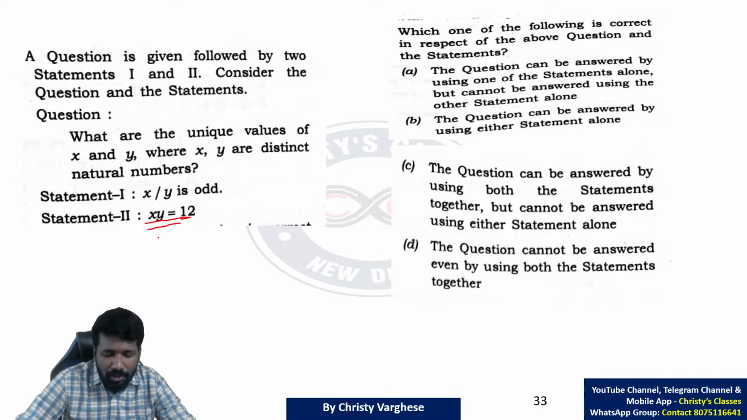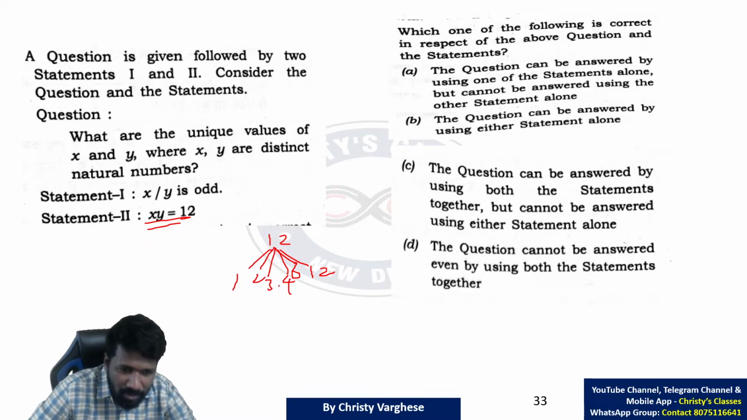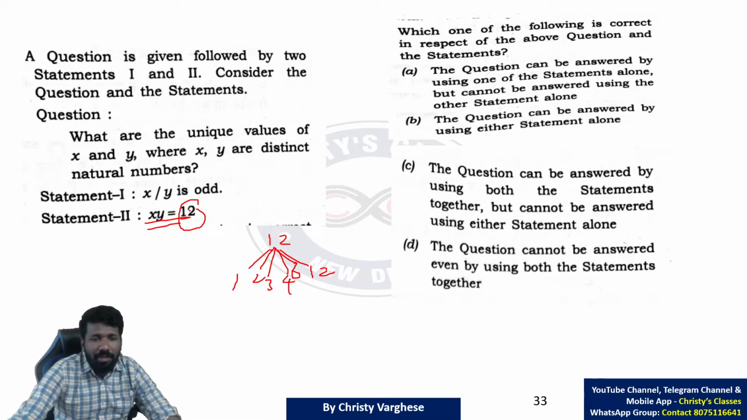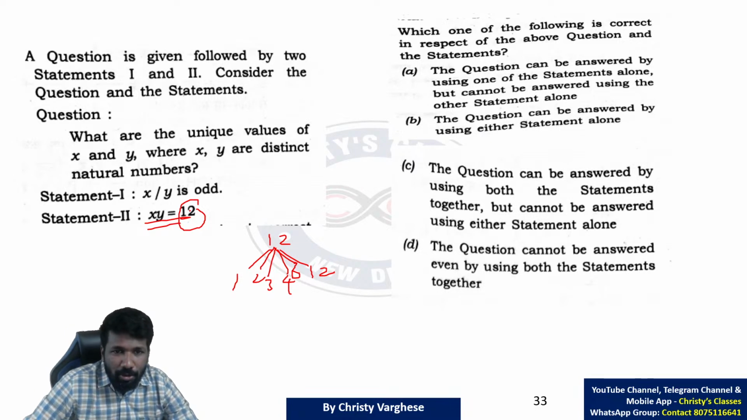Statement 2 alone, x into y is 12. x into y is 12 means factorize 12. 1 into 12 is 12, so x and y can be 1 and 12 respectively. 2 into 6 is 12, that is also possible. 3 into 4 is 12. Yeah, if instead of 12 it was a prime number, maybe you could have told. There also, which is x and which is y, two possibilities are there.